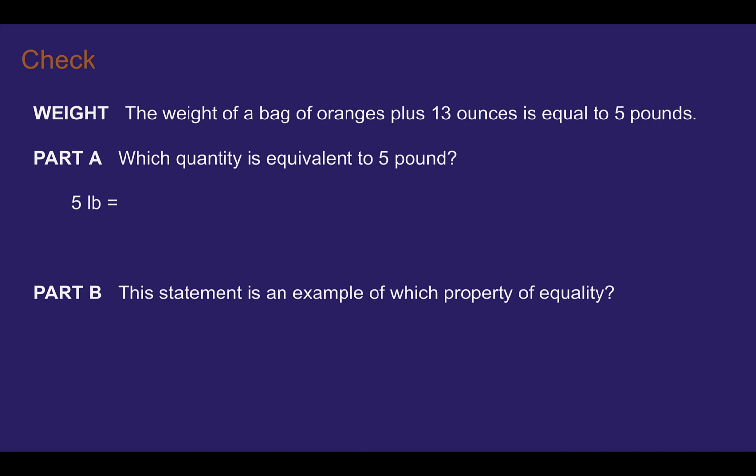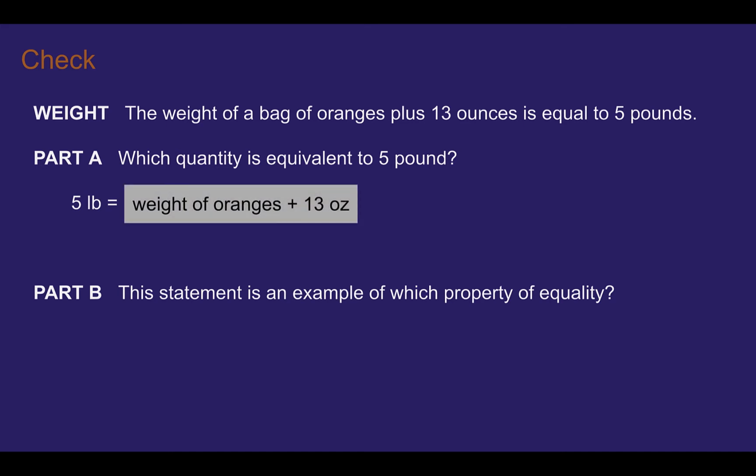Check your answer. In our original statement, it says the weight of a bag of oranges plus 13 is equal to 5 pounds. So, which quantity is equivalent to 5 pounds? 5 pounds is equal to the weight of oranges plus 13 ounces. The fact that we reversed the order makes it a statement of symmetric property. Originally, it was the weight plus 13 equals 5. We wrote it as 5 equals the weight plus 13.